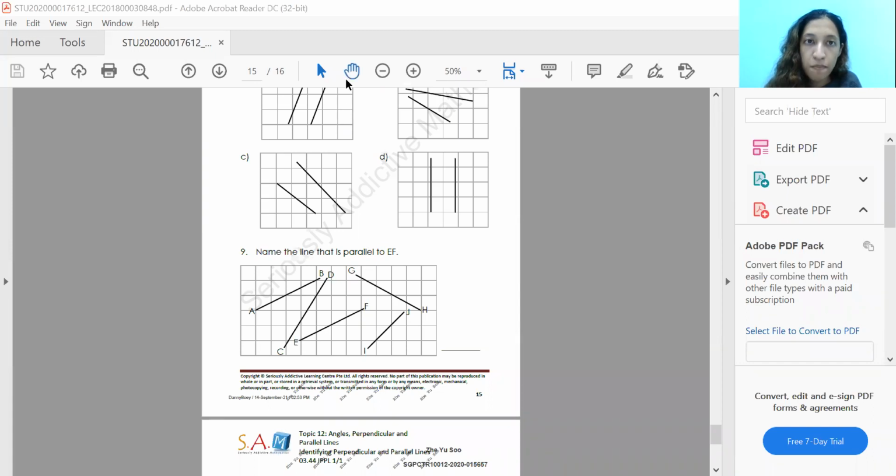Now name the line that is parallel to EF. Okay, this is EF. Which line do you think is parallel to EF? So I want all of you to attempt this question before I go through. Okay, so let's see. EF. Let's look at IG. Do you think it's parallel? No, it's not. Okay, what about DC? Not at all. And then we look at AB. AB and EF. As you can see, yes, they are parallel. So AB it is.